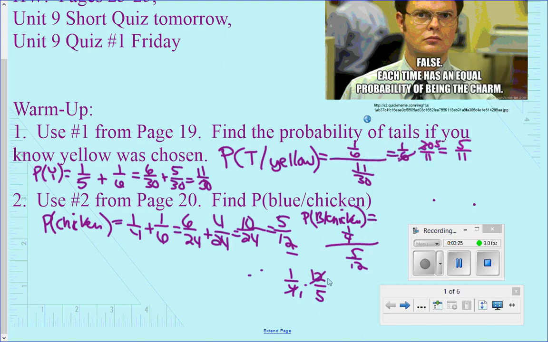So that would be 3. So we have 3/5. So the answer for number 2 is 3/5.